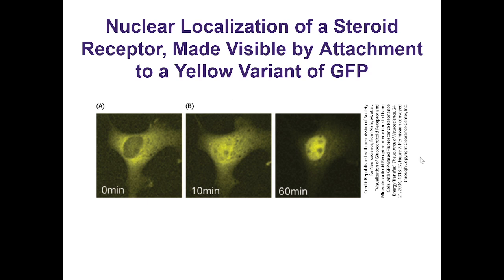That's just not happening. Okay, so the nuclear localization of a steroid receptor can be made visible by attachment of a yellow variant of GFP. This is actually then seeing it happen as your receptor is doing its function. So we have 0 minutes, 10 minutes in, and then 60 minutes in. And you can see how the receptor is actually getting flooded and concentrating there.